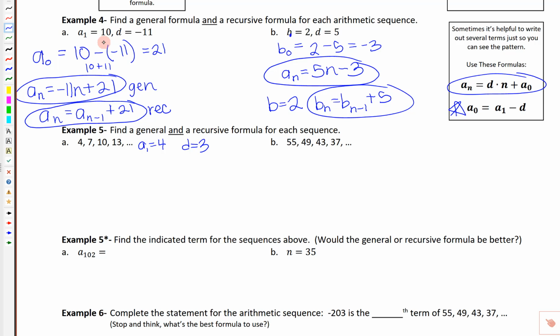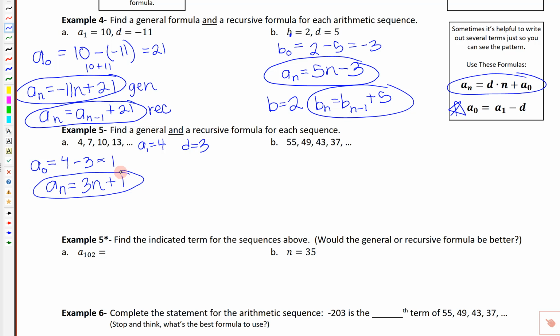So now we're going to do the same thing. So first we have to find a sub 0. And remember, we're going back to the initial term. So instead of adding 3, we're going to subtract 3. So we take the first term and we minus the difference, which is just 1. And now we can write our general formula. So our difference is 3. That's what we're adding each time. And our initial term is 1.